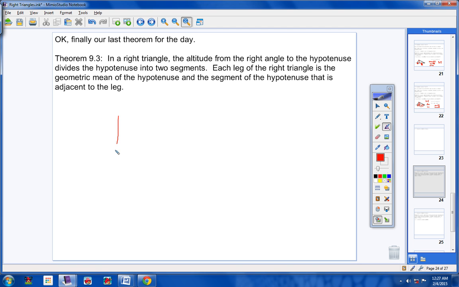Here's one right triangle. Okay? And here's the other one right here. Now, please notice the difference. What we just learned a second ago was this. Forget theorem 9.3 for a second. A second ago we just learned that if I draw this altitude right here, this length right here, students, is the geometric mean of what two numbers? This length here and this length here. Got it? That's what we just learned.